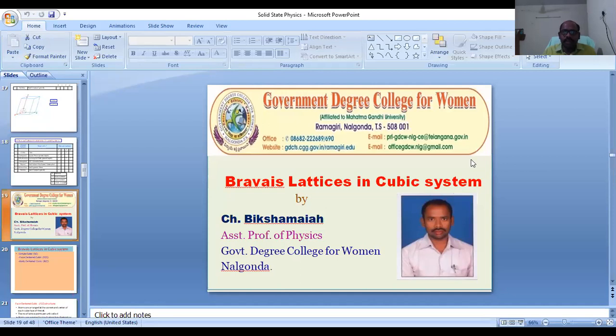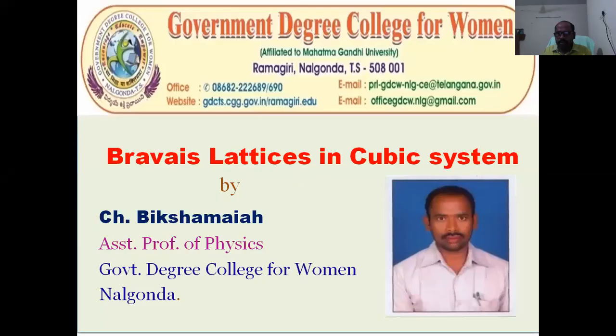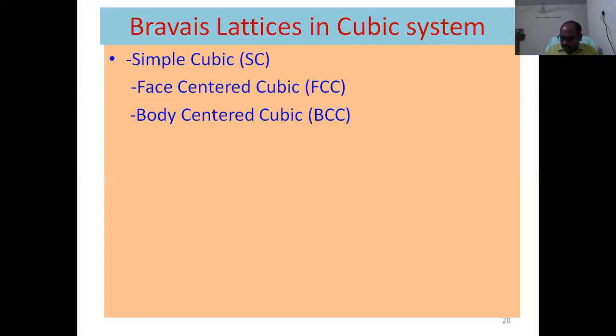In this lecture, I am going to explain about Bravais lattices in cubic system. So in cubic system, there are three Bravais lattices: simple cubic, face-centered cubic, body-centered cubic. Okay, we see one by one in detail.